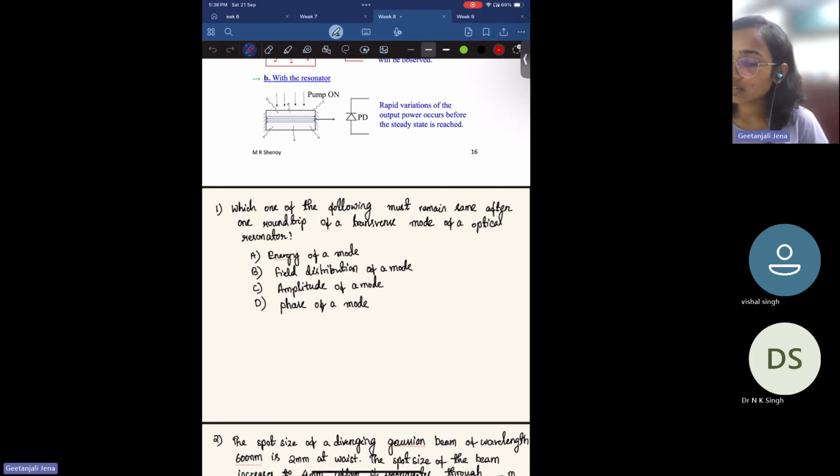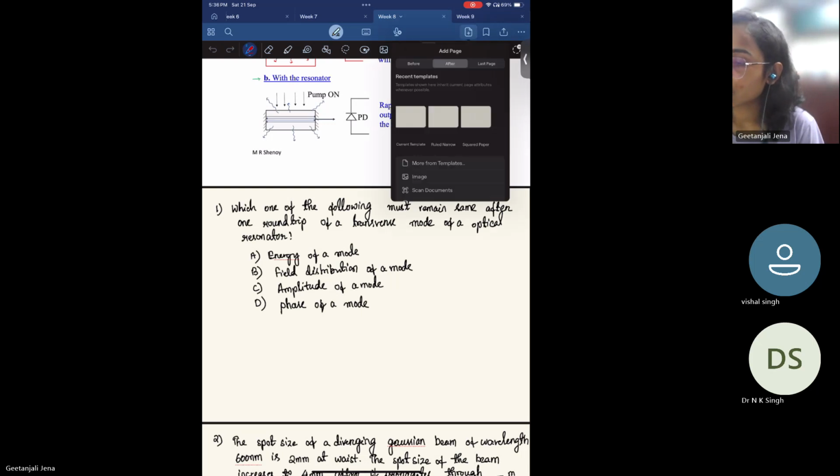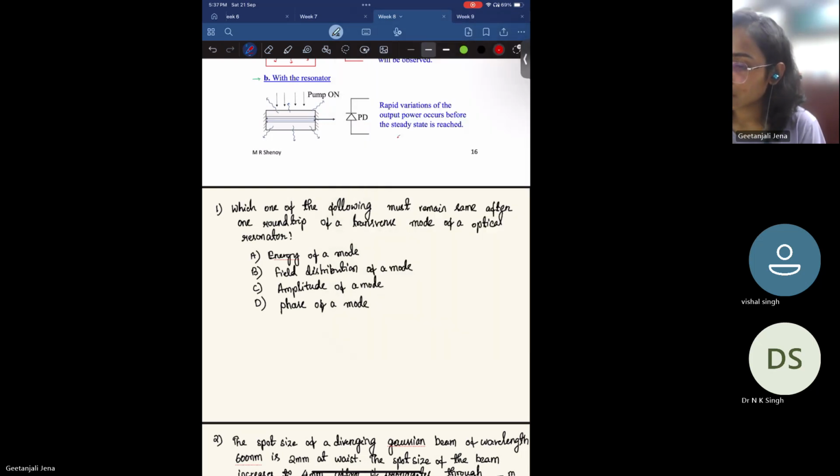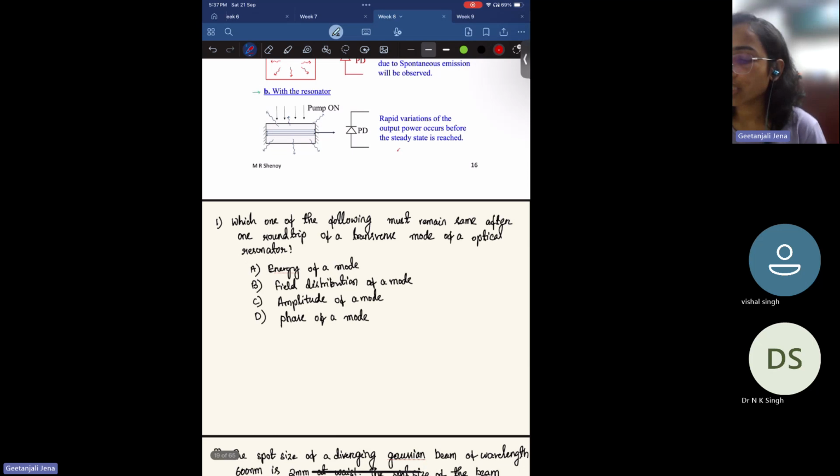So the first one is, which one of the following must remain same after one round trip of a transverse mode of an optical resonator? The first option is energy of a mode. Second is field distribution of a mode. Third is amplitude of a mode. Other one is the phase of a mode. So what will remain same?